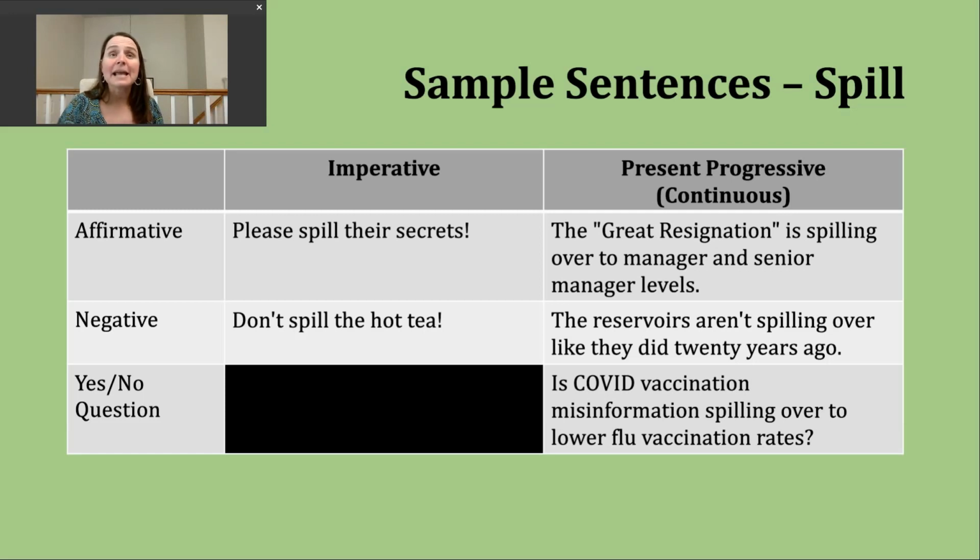Now let's take a look at making a present progressive sentence. To do this, I'm going to have my subject, and then I'm going to have my form of be that matches my subject. Then I'll use not, and then the ing form of the verb. You can see that here. The reservoirs aren't spilling over like they did 20 years ago.